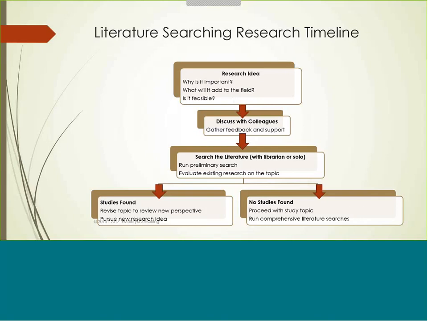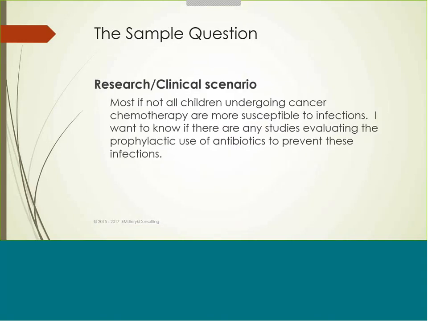So again, if there are studies found, then can you do a revision, or do you pursue a new research idea? And if there are no studies found, and you search more than once on this to make sure that you don't have a false drop here, then you proceed with the search and you start running more comprehensive literature searches. So this is the scenario that we're going to be working with, the sample question for today.